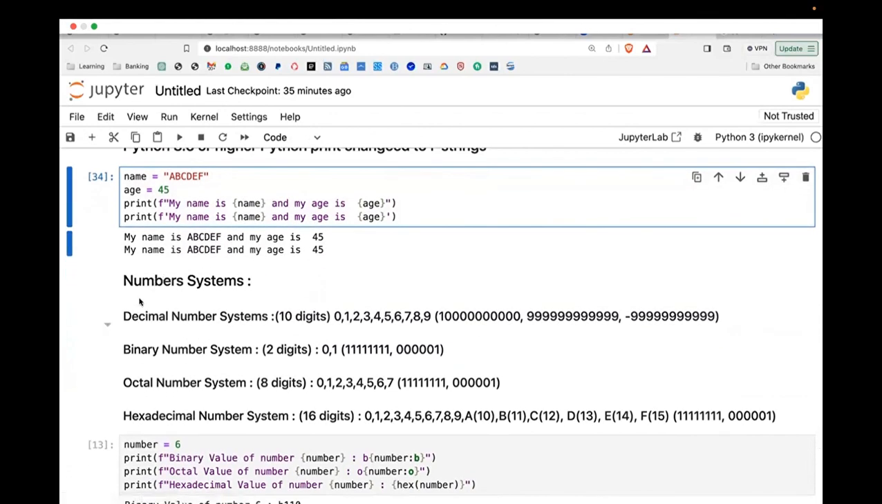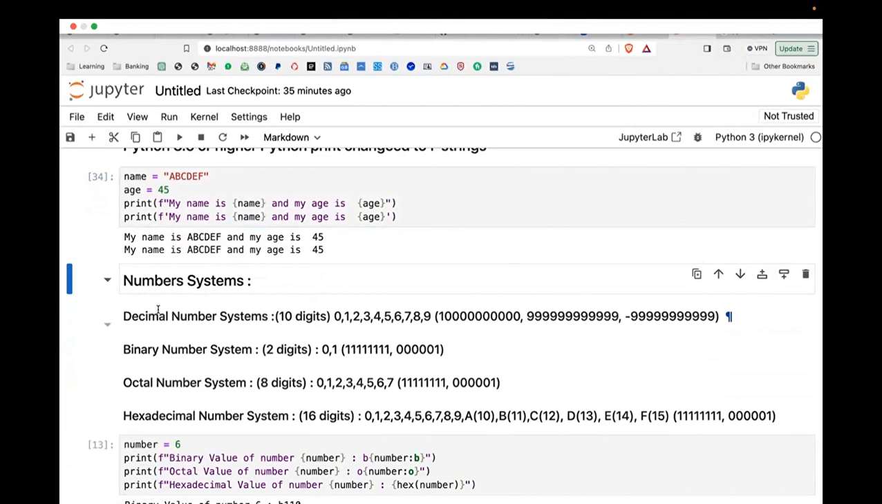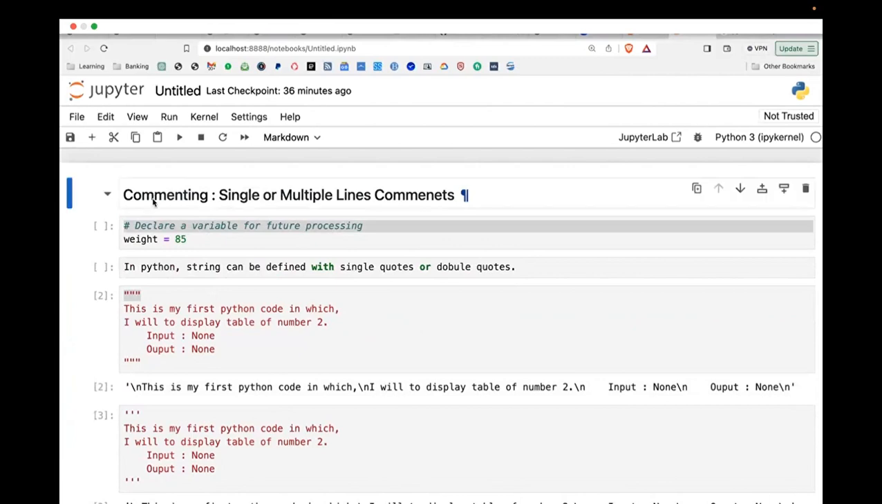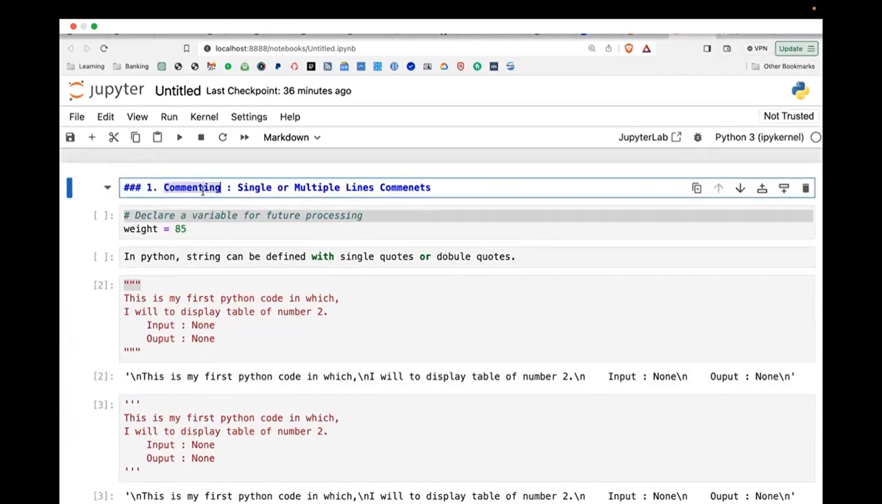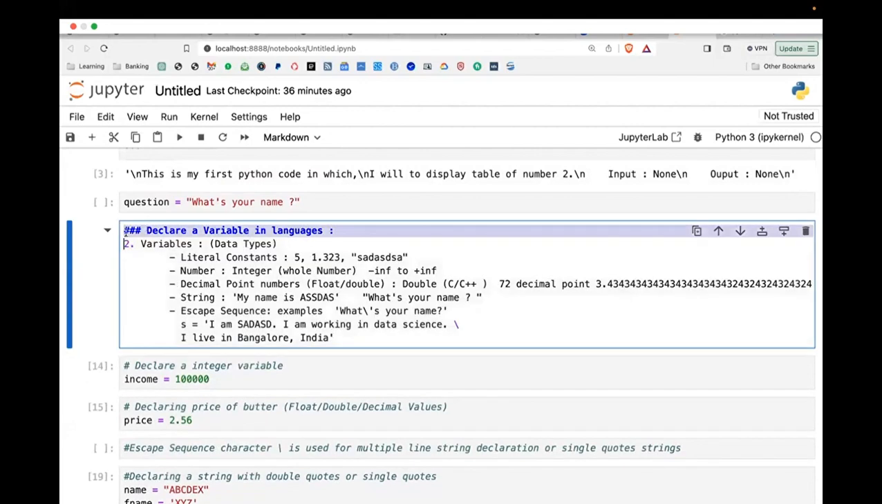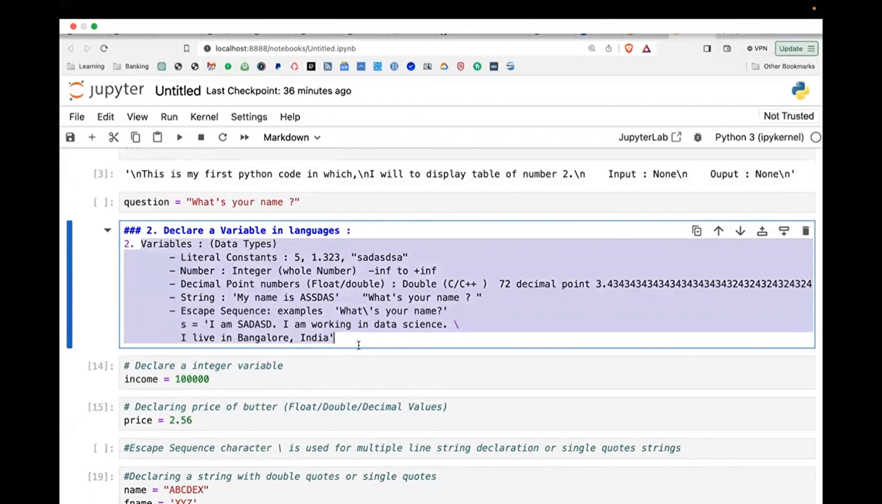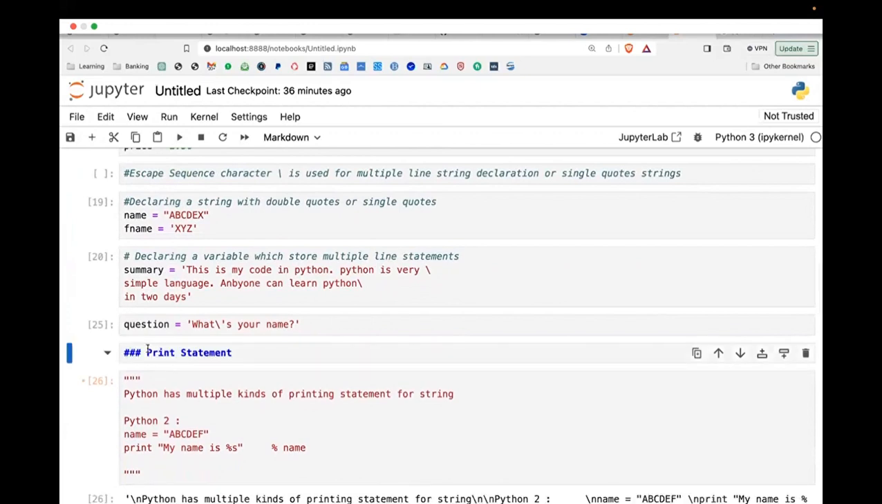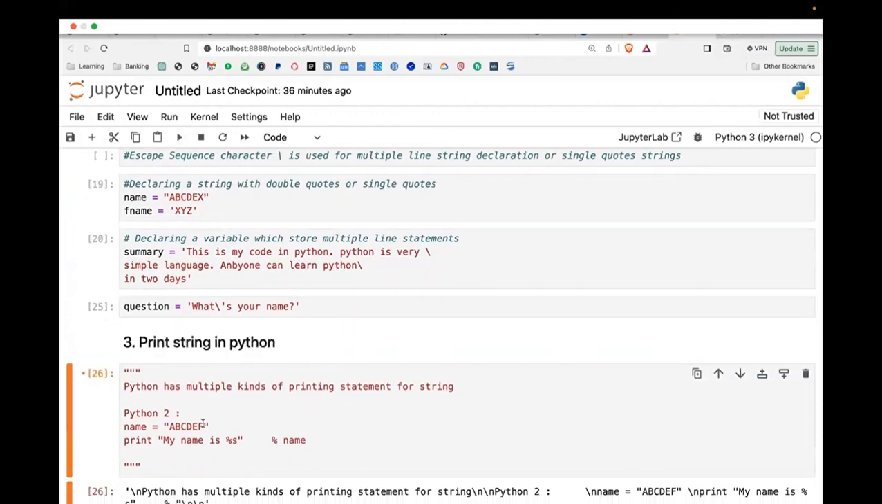So what exactly happened? We were talking about the previous revision. I showed you the revision by declaring the comment. Commenting was my first topic, done. The second topic was declaring the variable, which was also done. I defined the number, decimal point, string, escape sequence. Everything is done here. Now the third topic was my print statement, printing strings in Python, which was also done.